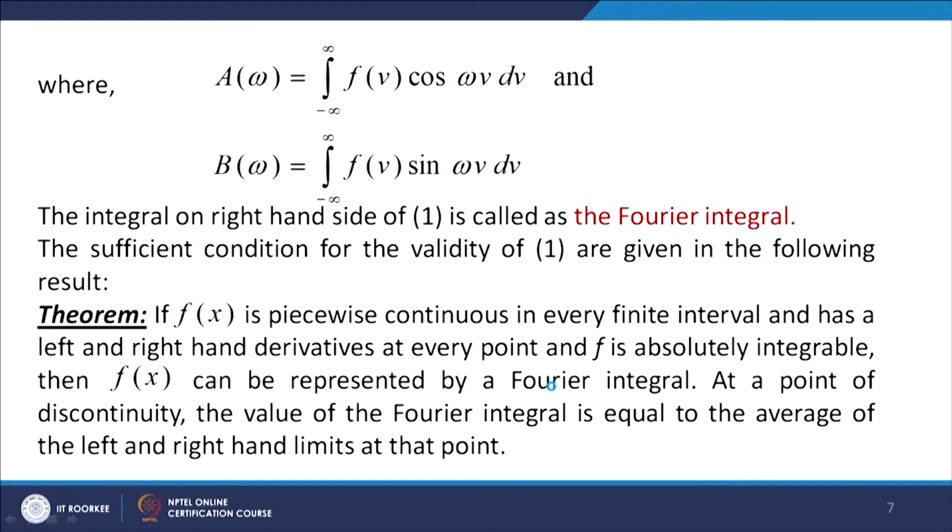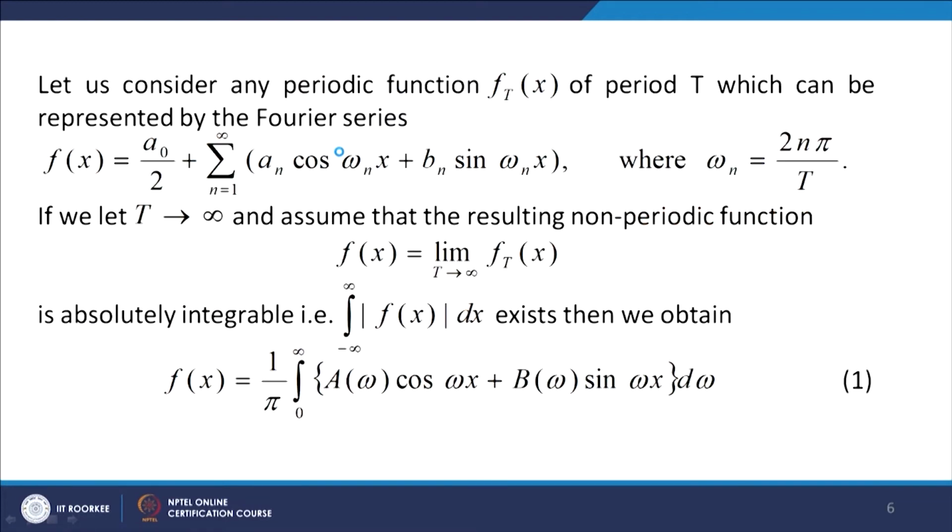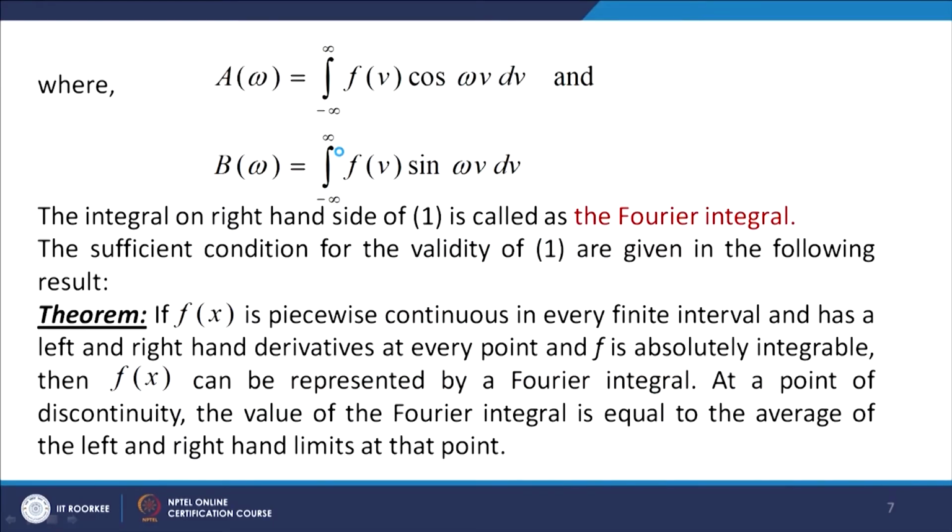these integrals: a(omega) is the integral over minus infinity to infinity of f(v) cos omega v dv, and b(omega) is the integral over minus infinity to infinity of f(v) sin omega v dv. The integral on the right hand side of 1 is called the Fourier integral of f.